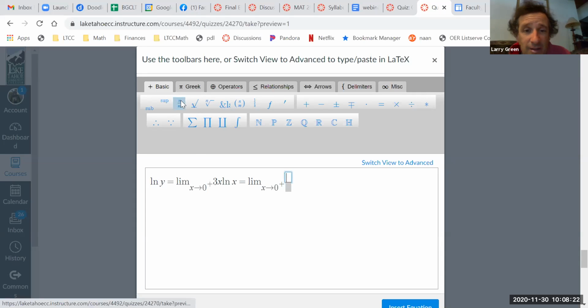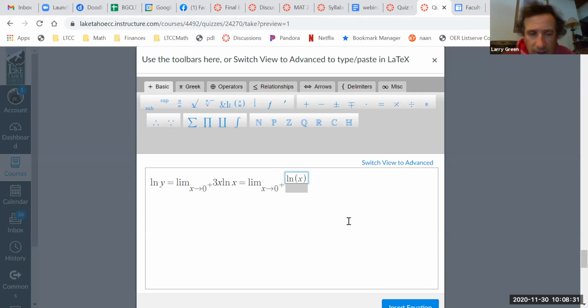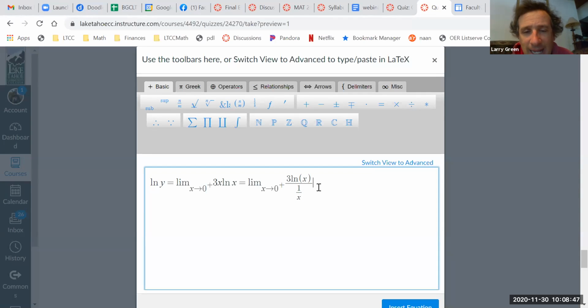And the hint is we want to use L'Hopital's rule. We need a fraction. So it's ln of x over, and then it's ln of x, and I'm going to put the 3 on top too, might as well. The 3 is not the problem. Over 1 over x. And now when I plug in, I get negative infinity over infinity, and that we're allowed to use L'Hopital's rule on. So now we go ahead and use L'Hopital's rule.